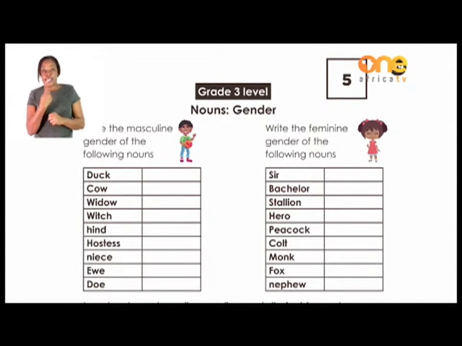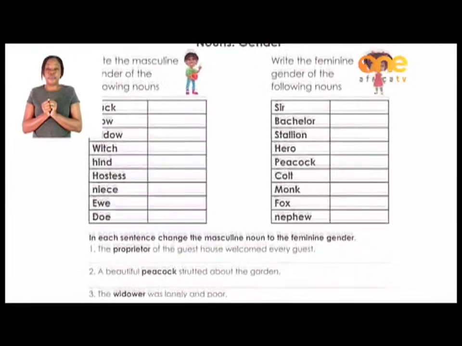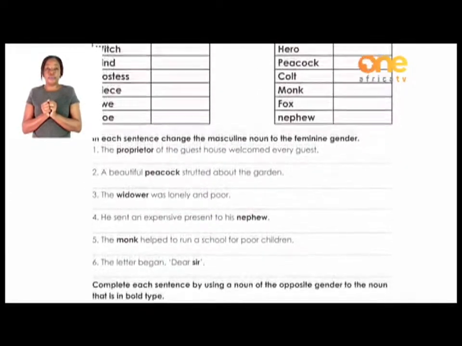Now I want you to find out also the rest of the words here. A hero is a man. What about a female? A peacock, colt, monk, fox, and nephew. What about the female side? Please find for me, search and fill in the answers. I'll check with you there. Okay, still on the gender, we'll continue with the next one.